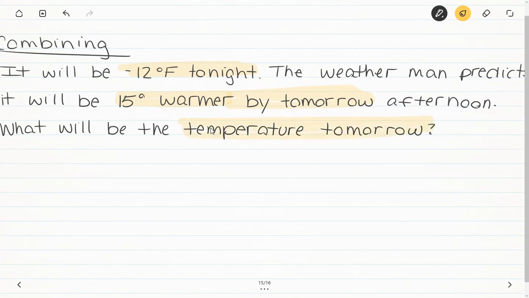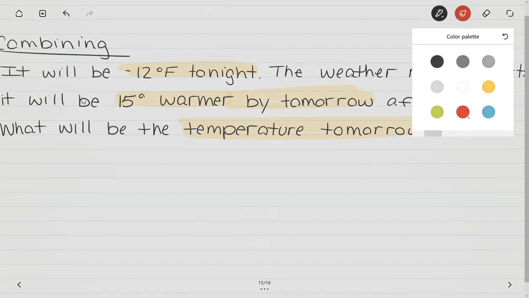So I have to figure out, okay, where am I starting? Reading my problem, I'm starting at this -12. There's not another number with it to be a ratio, so I'm just starting it straight up. -12 degrees.